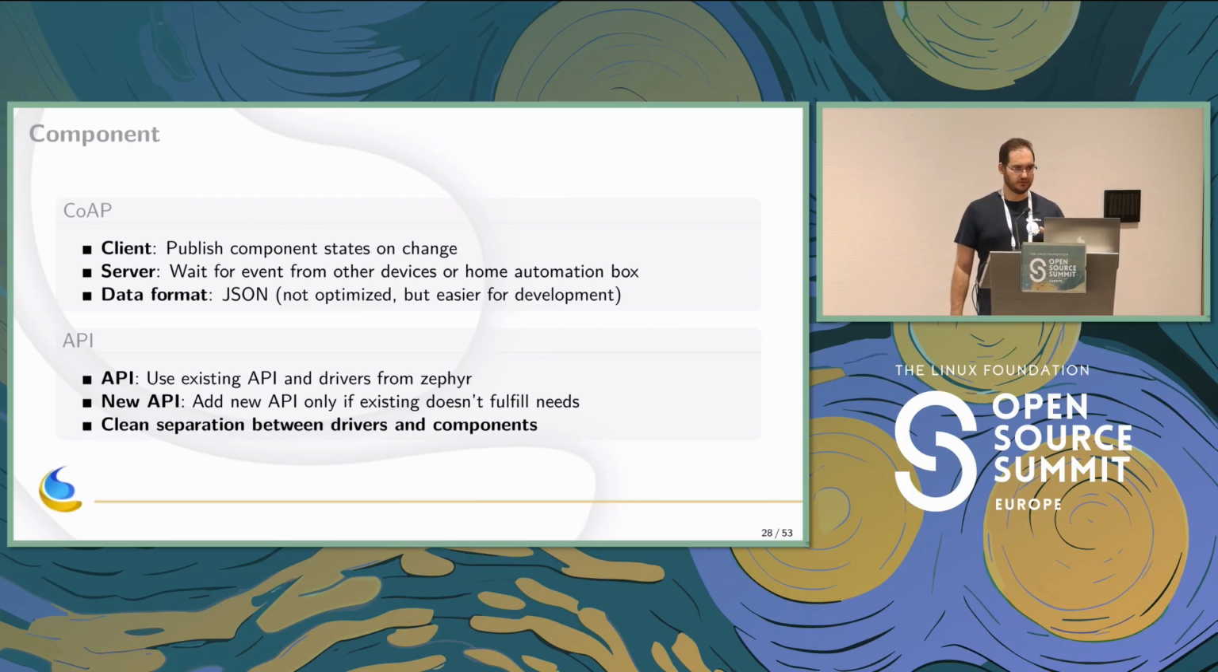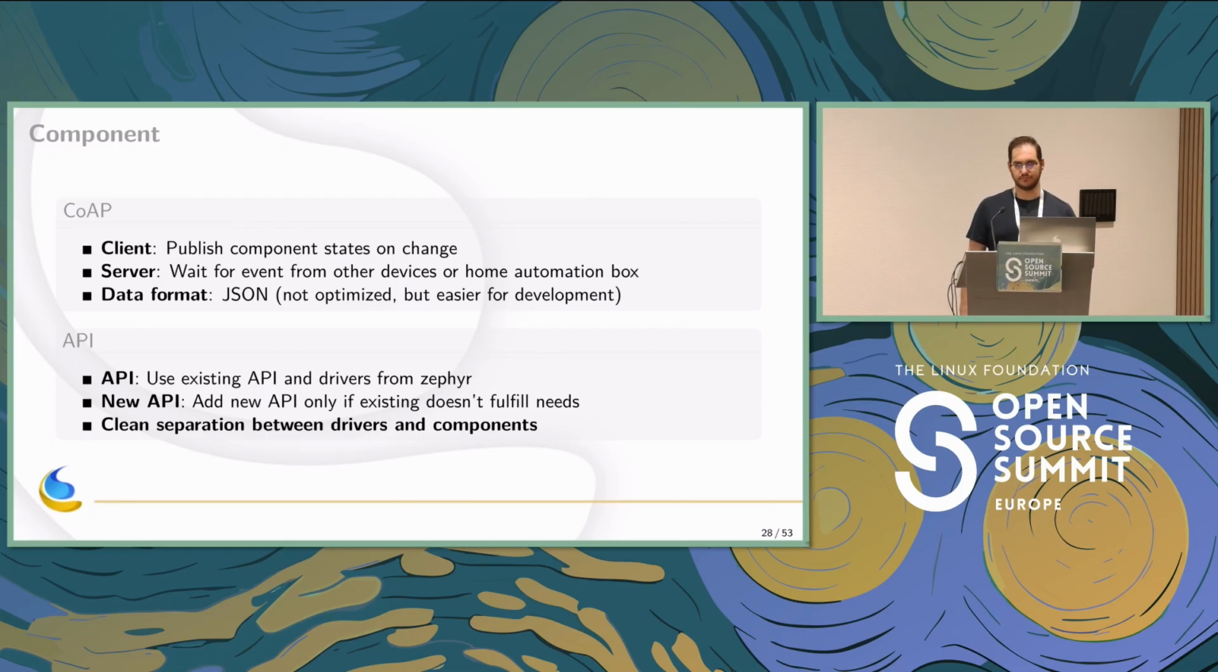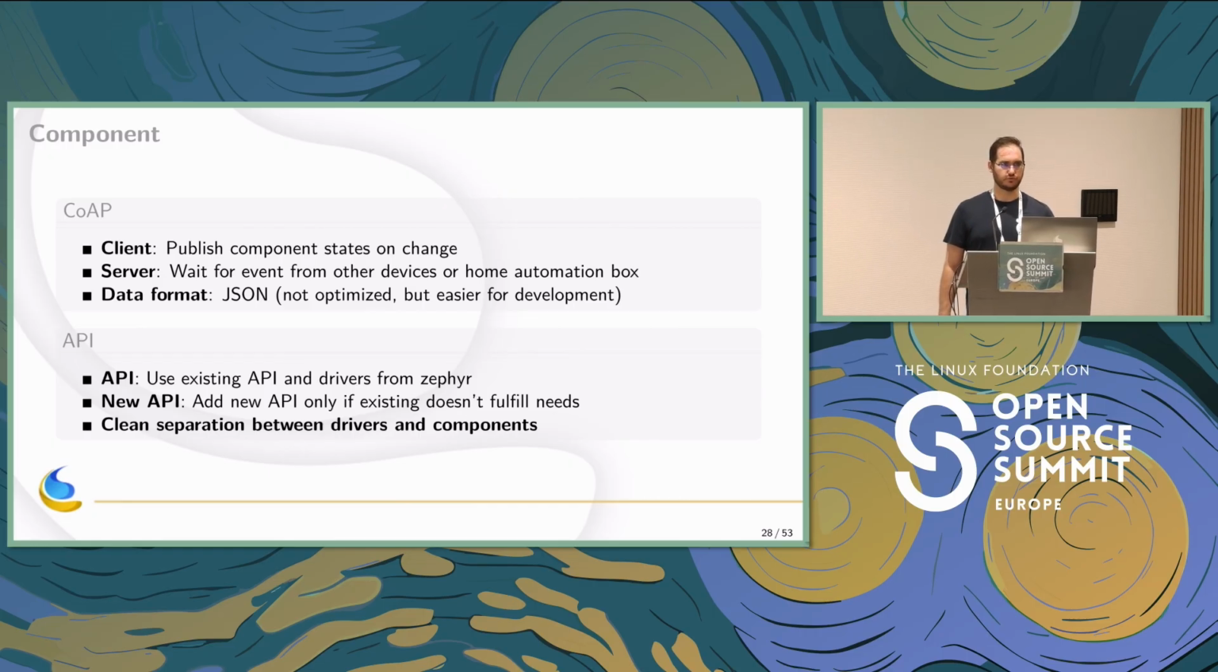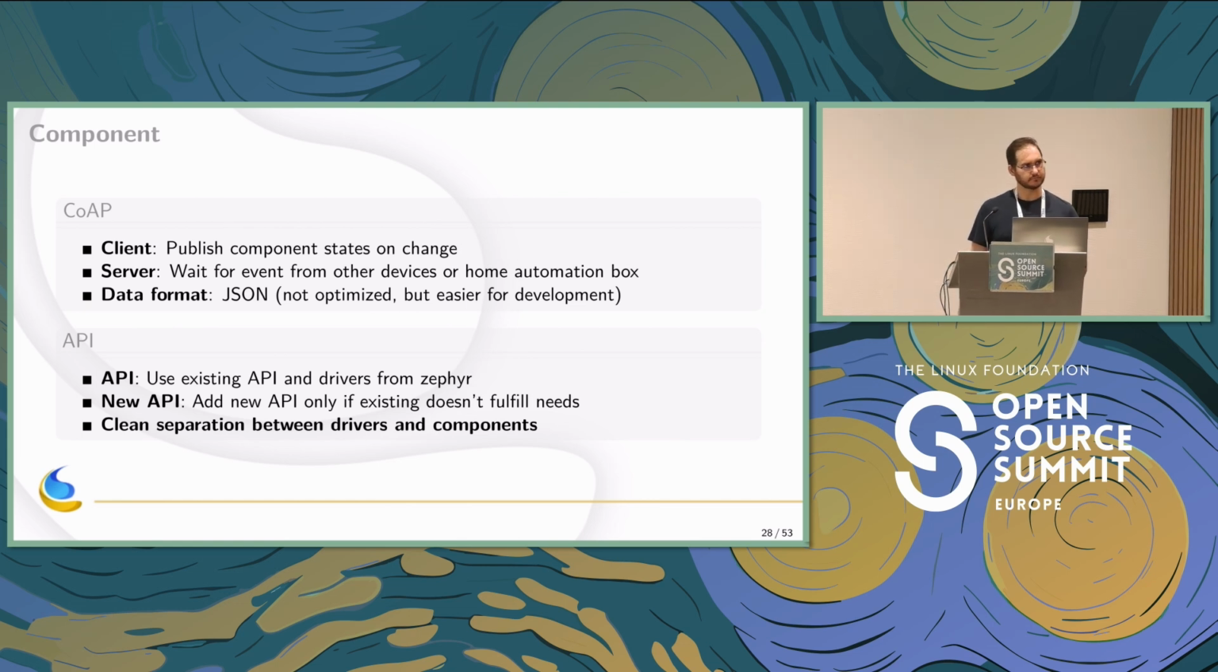Currently, we are using JSON for the data. This is not ideal. Clearly, it is not optimized, but for development, it's easier because with some command line tools, I can easily send commands to the device and test and validate that it works. Later, I'm planning to switch to, I think it's CBOR, which is like JSON, but in a binary format, more optimized.